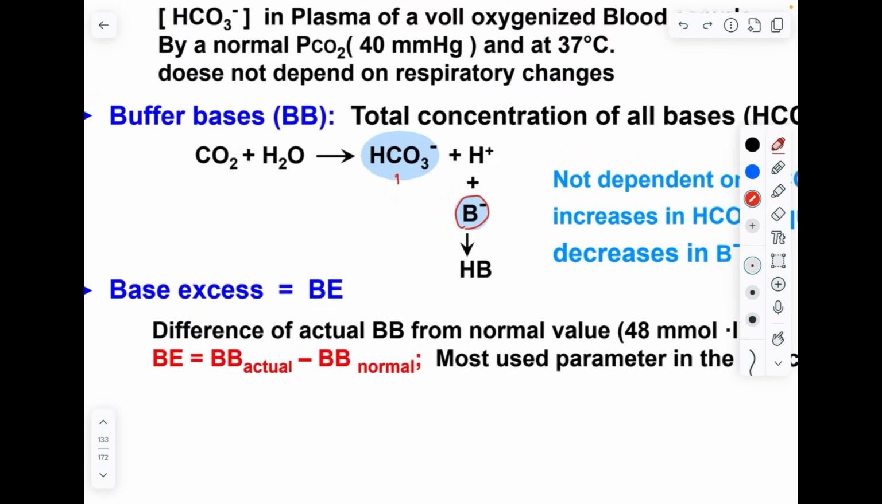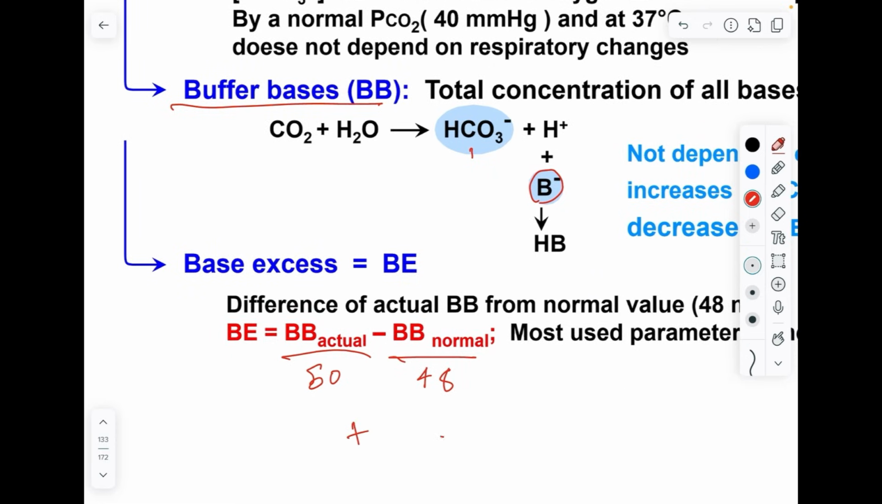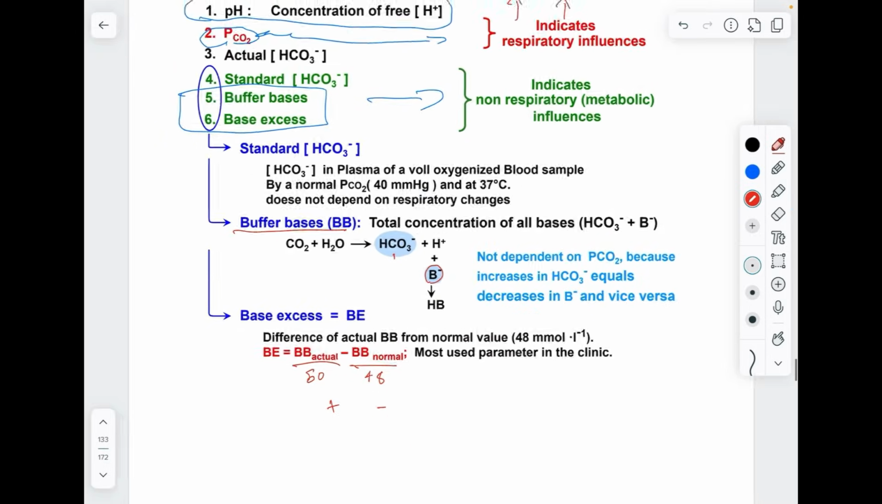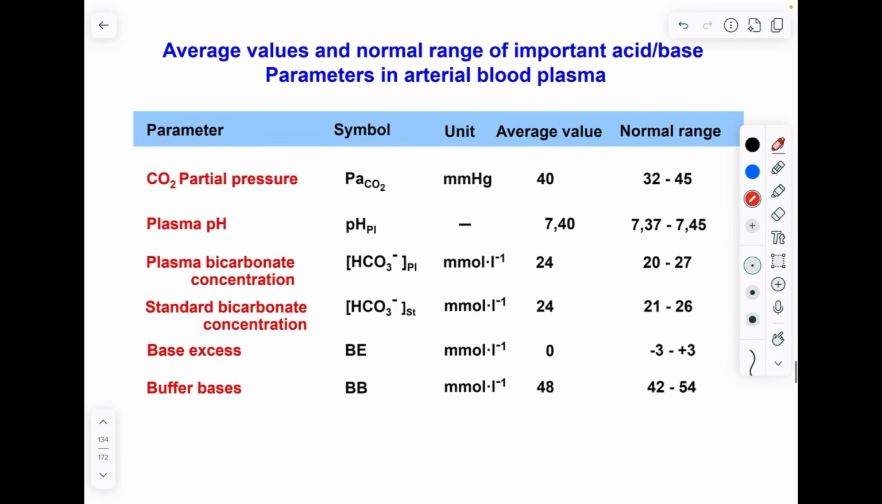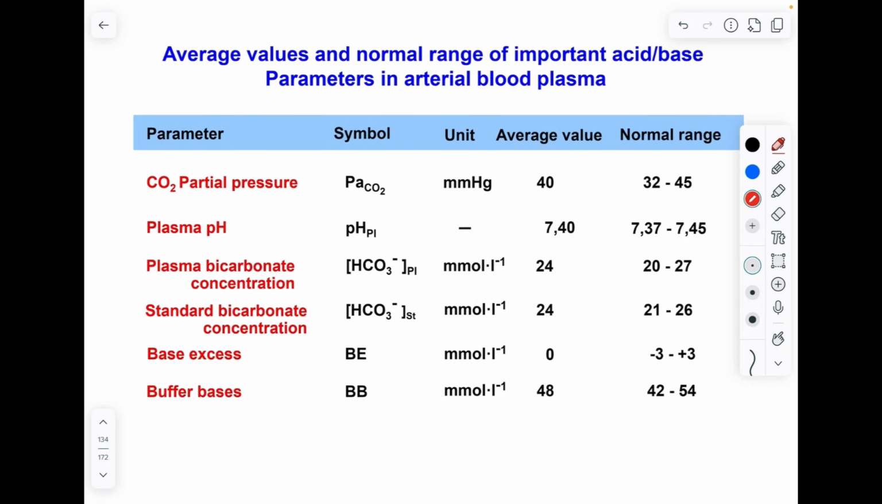What's base excess? Base excess is basically you take this buffer base and you see the buffer base for the patient. For example, if it's 50, it's normally 48, so you subtract 48 from it. And if it's positive or negative, it has its own meanings, and we will talk a lot about that, okay? These are just a brief summary of what these tests are. This slide, you should know this, I think.